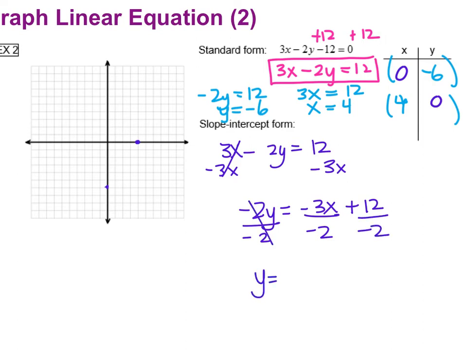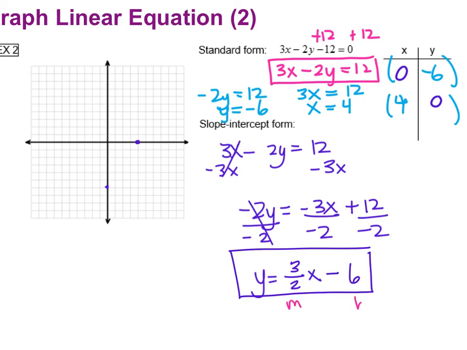So y equals, now here we have a negative 3 over a negative 2. That does not reduce, so we want to leave the fraction, but we do want to notice that it's a negative over a negative, which turns into a positive 3/2 x. And then 12 divided by negative 2 is negative 6, so minus 6. So there's slope-intercept form. Our slope is 3/2, and our y-intercept is negative 6.